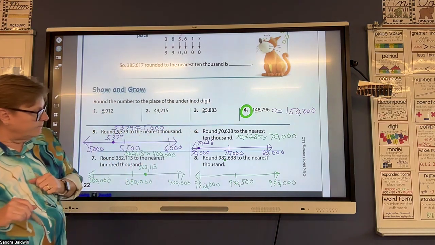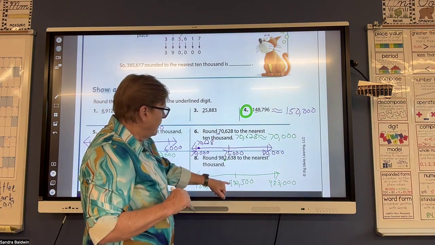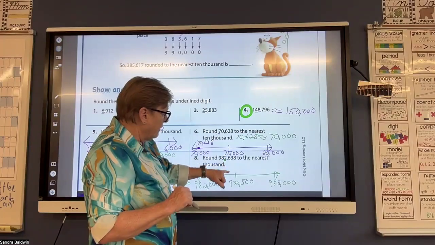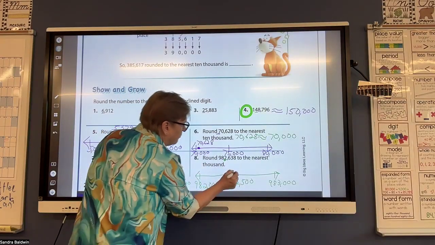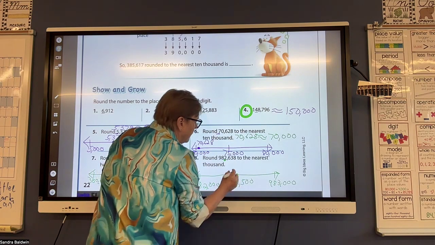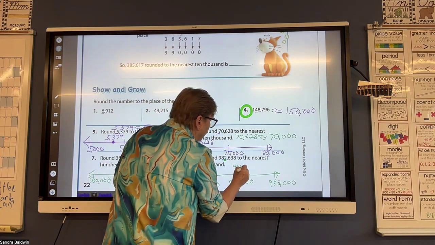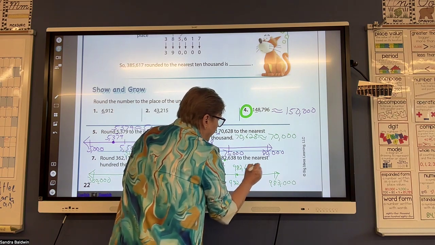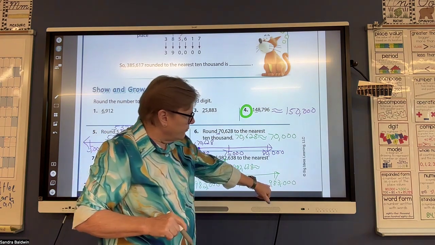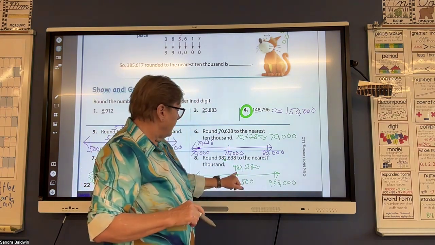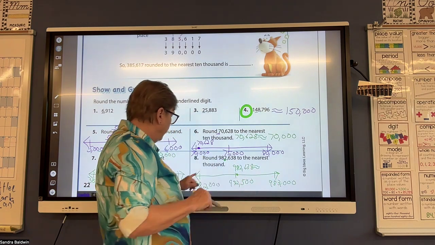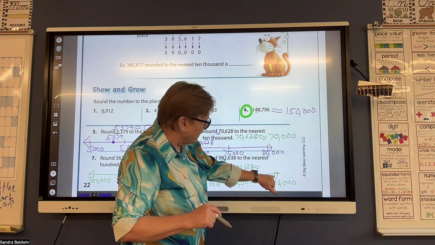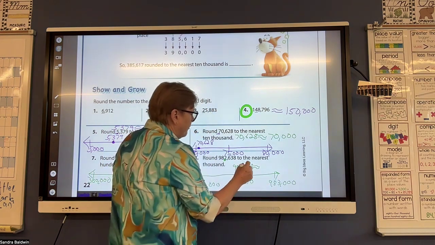Then I plot it. 982,000. So 600, but 500 here. So it goes right on the other side of that. 982,638. And I know that rounds to 983,000 because I can look and see that this is closer to this than this. I would have to travel longer going in this direction. I go the shortest direction. That takes me to 983,000.